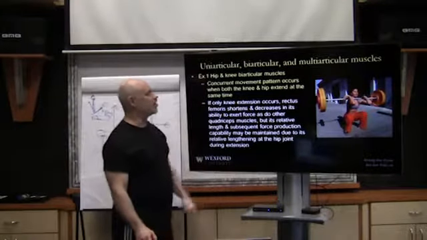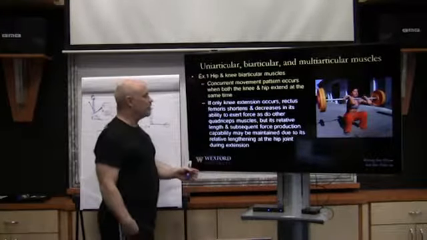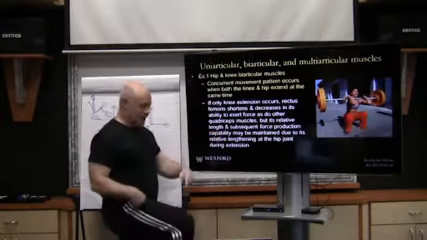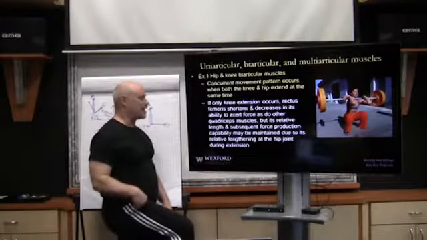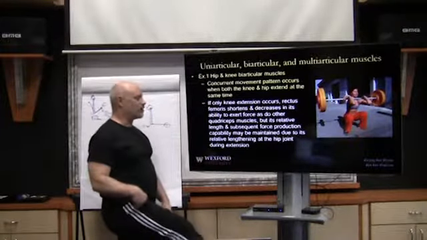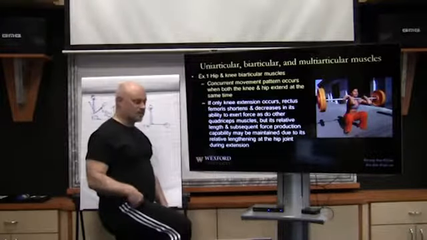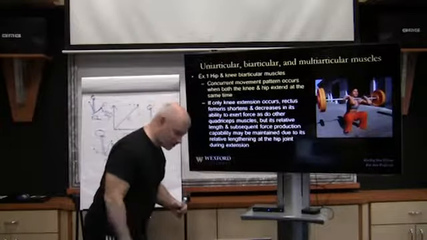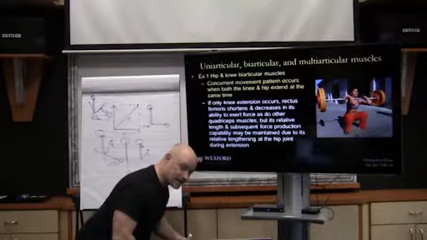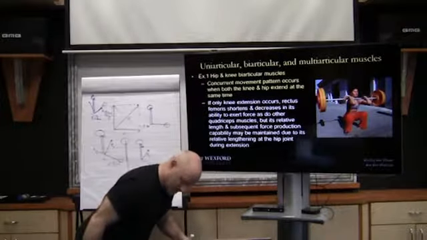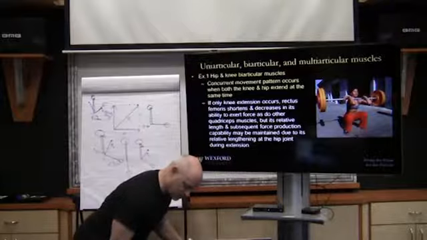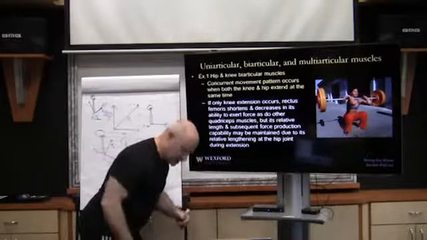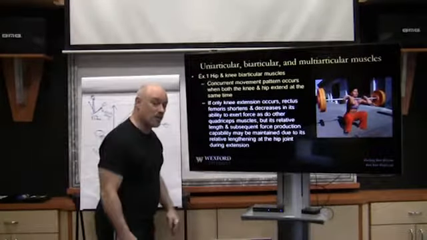Now, if only knee extension occurs, the rectus femoris will shorten, but it decreases its ability to exert force, as do the other quadricep muscles. But its force production capability may be maintained due to its relative length at the hip joint during extension. But if we're going up, we can actually get both muscles. The rectus femoris is lengthening at the hip joint, shortening at the knee. The hamstring is lengthening at the hip joint, shortening at the knee joint. So as we come up, this is extending, this is shortening, this is lengthening. So it's just the opposite effect on both sides.